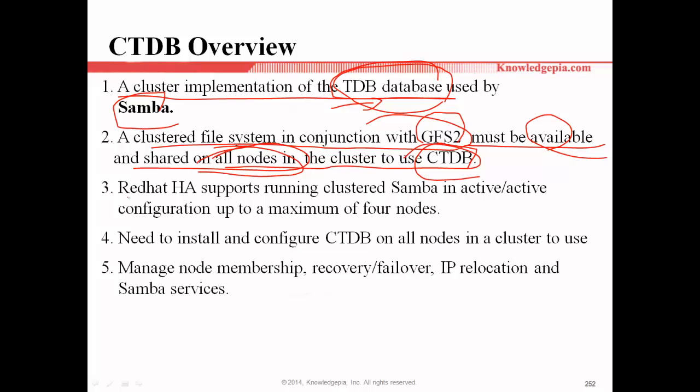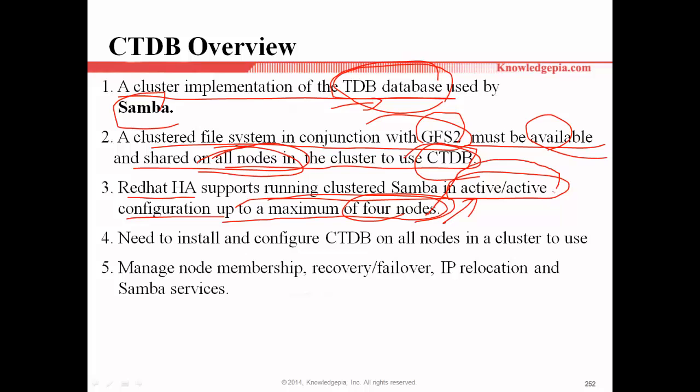Number 3, Red Hat HA, the high availability, supports running clustered Samba in an active-active configuration up to a maximum of 4 cluster nodes. When we configure Samba using CTDB, 3 or 4 nodes will supply the service in active-active mode.